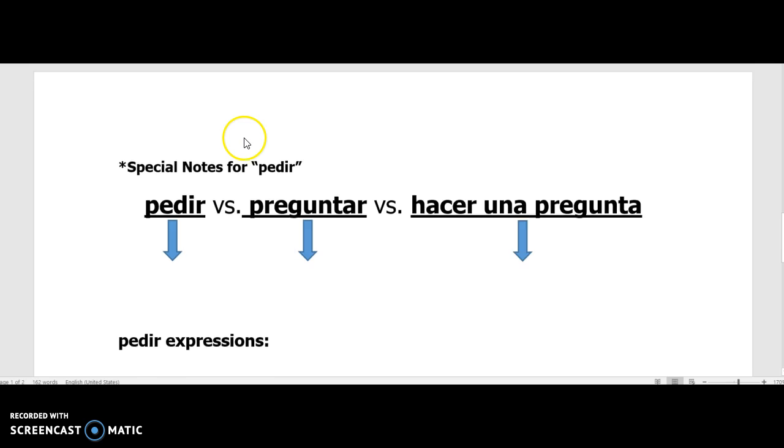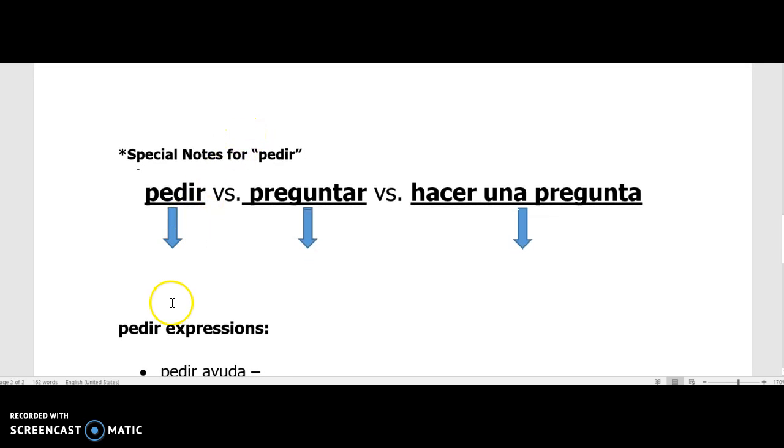Couple little things about pedir. All right. So pedir, preguntar, and hacer una pregunta are all very similar in the sense that they all talk about questions. Here is the difference between the two. Okay. Pedir is to ask for. So pedir, to ask for. Whereas preguntar, to ask.